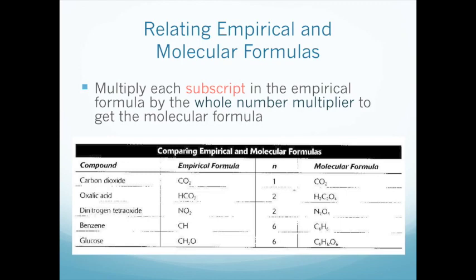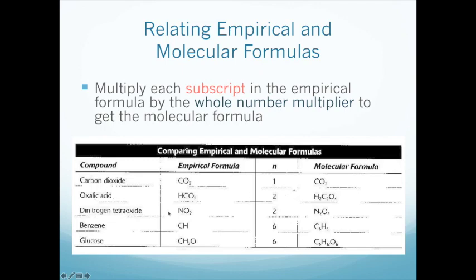So once you have the empirical formula and you know your factor, your whole number multiplier, then you can multiply the empirical formula by the factor to get the molecular formula. Something like carbon dioxide, its empirical formula is the same as its molecular formula, so the factor N is 1. However, something like oxalic acid, the empirical formula is HCO2, but the actual molecular formula is H2C2O4, so N in this case would be 2.